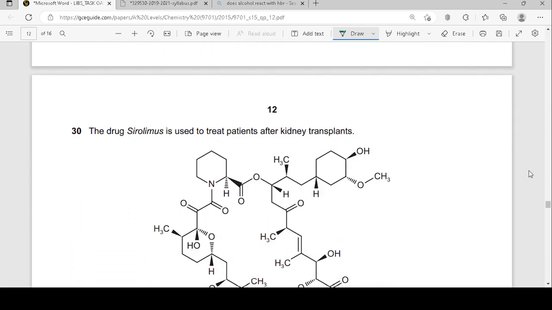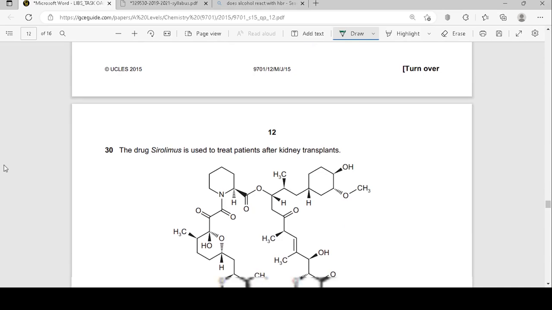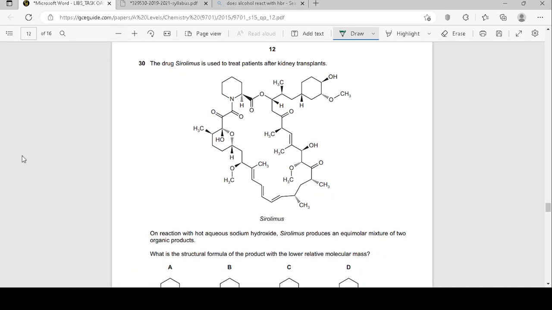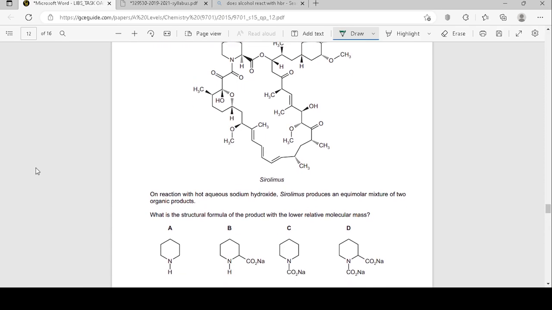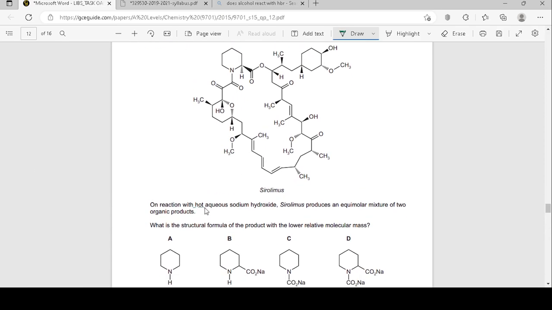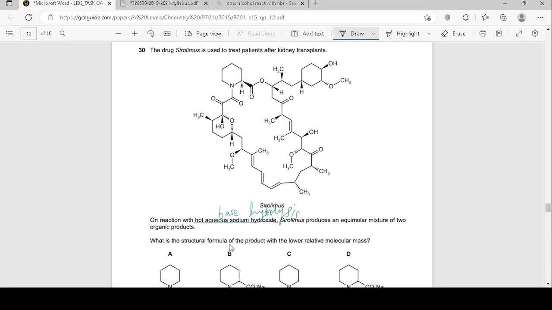Next question. The drug sirolimus is used to treat patients after kidney transplants. That is a very fancy drug, a very big one. On reaction with hot aqueous sodium hydroxide, that reminds me of base hydrolysis, or is it hydrolysis? I really don't know. My mother says it's hydrolysis, though. Anyways, sirolimus produces an equimolar mixture of two organic products. What is the structural formula of the product with the lower relative molecular mass?